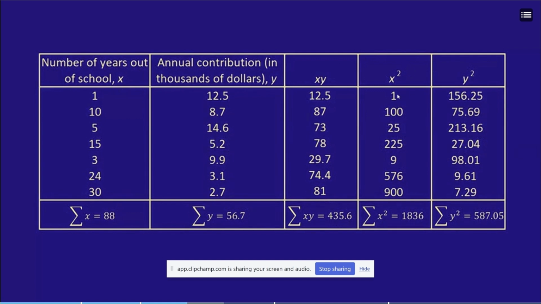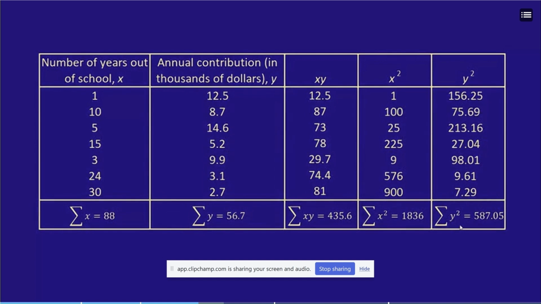In the X squared column, 1 squared gives us the value 1, 10 squared gives us 100, and again, the rest of the values are found in a similar manner. The sum of the X squareds can be found to be 1,836. Likewise, the Y squareds are going to take the values of Y. For instance, 12.5 squared gives us 156.25. 8.7 squared gives us 75.69. And again, this is continued on to the bottom of the column.